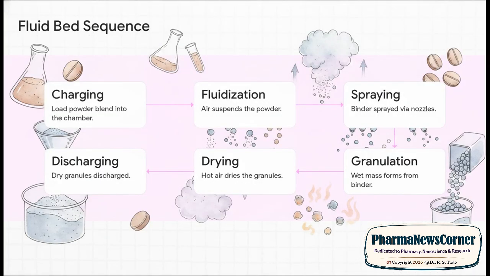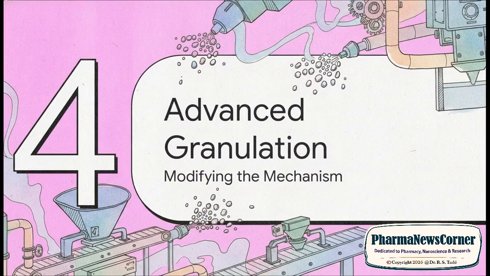Over in a fluid bed granulator, the granulation and drying processes actually happen seamlessly and simultaneously. The raw powder blend gets charged into the main chamber, and then a powerful upward blast of air fluidizes it, basically suspending it midair. While the powder is dynamically floating, binder droplets rain down from targeted nozzles, instantly clumping the particles. Hot air is continuously drying the wet mass midair until uniform, perfectly sized granules just drop out, ready for discharging. Section 4. Advanced Granulation Techniques, Modifying the Mechanism.